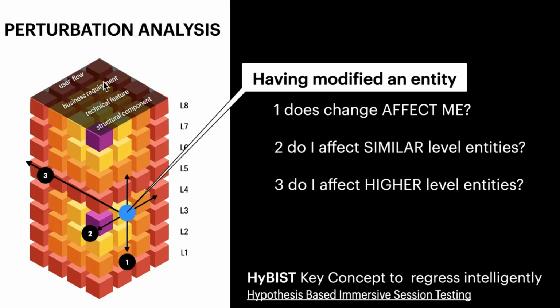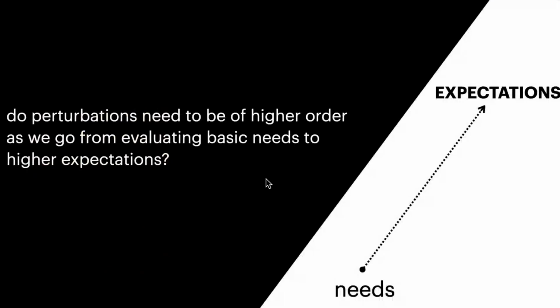So we talked about perturbation. I just jumped along to perturbation analysis to give you an idea how we can use it. And we talked about different facets of perturbation. Now, what we're really doing is we are looking at it from, I have needs which are satisfied by features, requirements, flows, but I also have expectations which really come from the higher order pieces, like on the flow or on the requirement per se. And the question I'm just trying to pose here, and I'm not saying there's a specific answer that I have, is, hey, do I need to think of higher order perturbations as we go from evaluating basic needs to higher expectations? Would the kind of perturbations that I want to do be of a significantly higher order? Should it be more elevated? And what may they be?